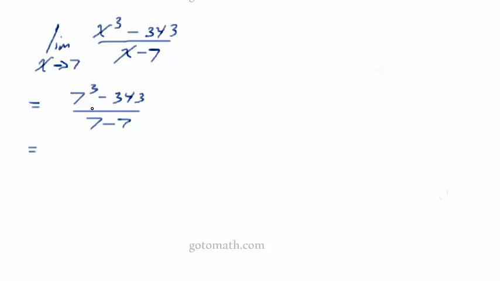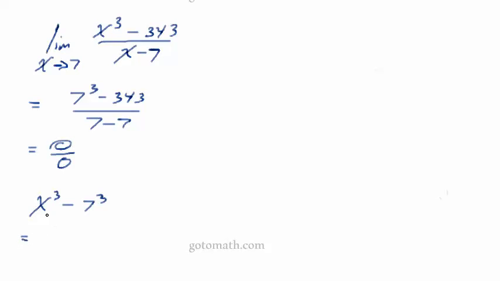And I see some issues here. We're going to end up getting 0 over 0. So what we're going to need to do is try to factor this thing and cancel like factors. Well, since 7 cubed becomes 343, that means that what we have up here is a difference of cubes, which is x cubed minus 7 cubed. This 343 can be written as 7 cubed.